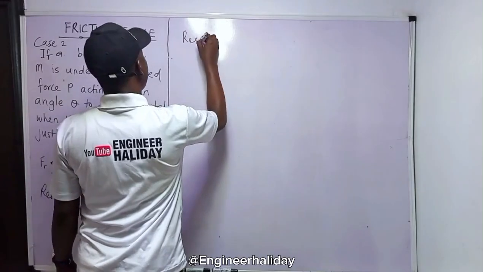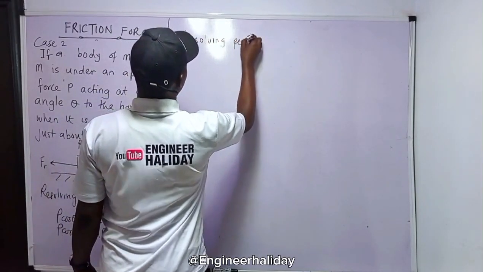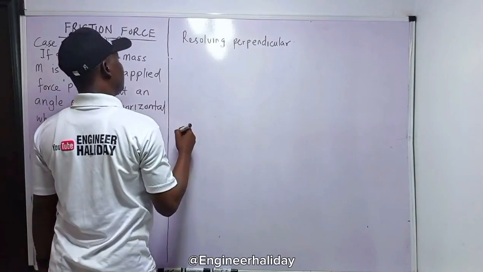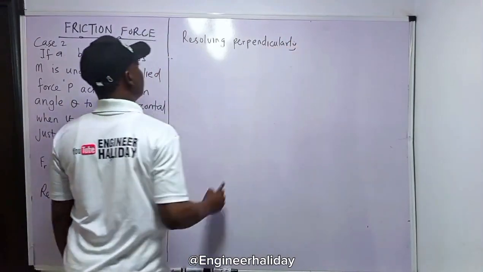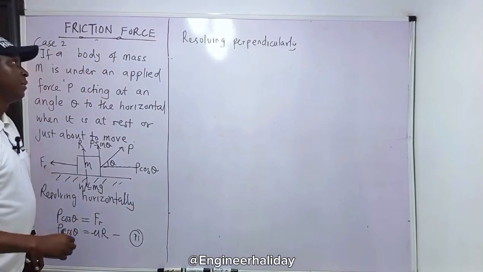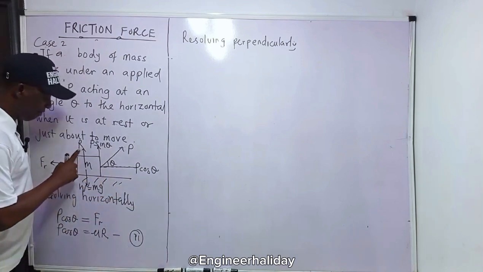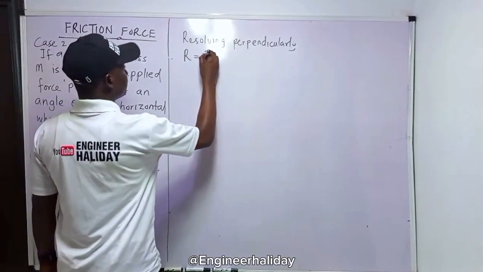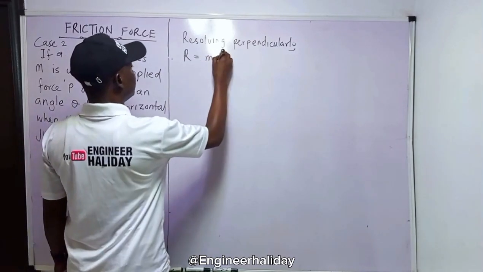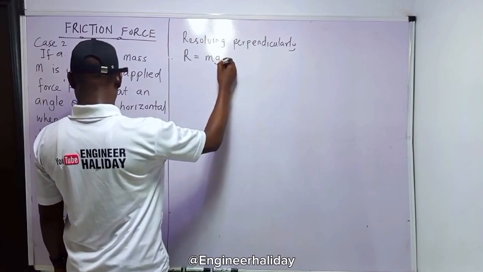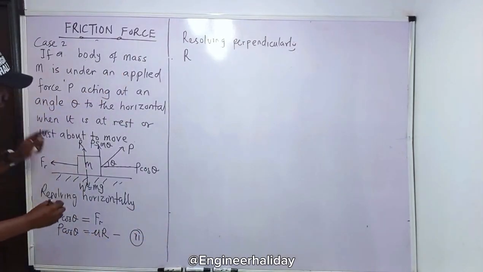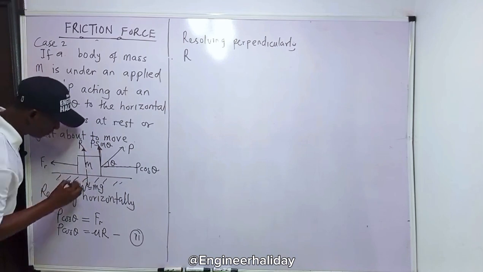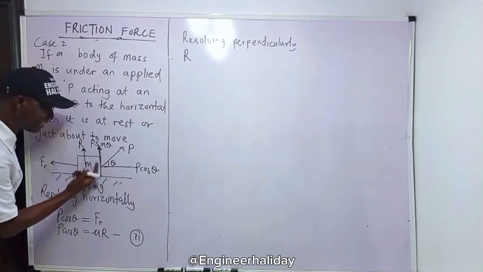Equation 2, we want to have it by resolving perpendicularly. That means vertically. So R equals to mg? No, resolving it, don't forget there are two forces acting upward. One is the upward reaction, and there's another resolved one.